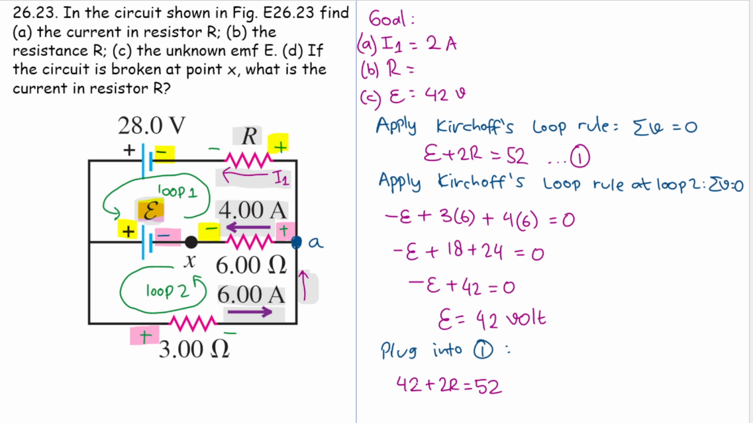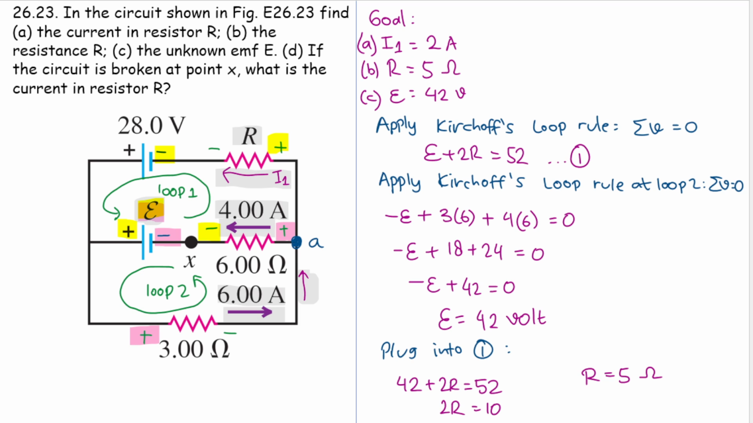Good, we can subtract 42 to the both side here. So I will have 2R is equal to 10. Good, but then we can divide both sides by 2. So we'll have R is equal to 5. And the unit will be in ohm. And we will have the answer for R is 5 ohm. Good, and we have achieved the goal of the question A, B, C.